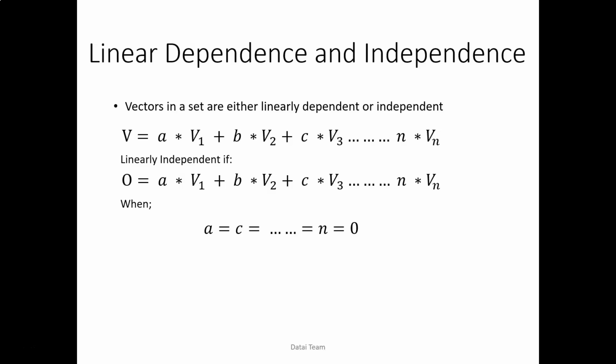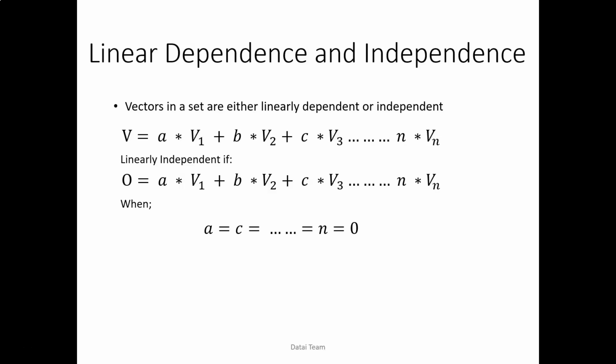And that leads us to linear dependence and independence. Let's say that you have a set of vectors, and all of these vectors are either linearly independent or dependent. So we have V, and we have A, B, C to N, and we also have n number of vectors. We can say that these vectors are linearly independent if you get the 0 vector only when all the coefficients are equal to 0.